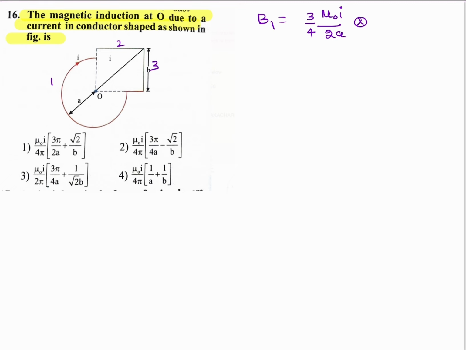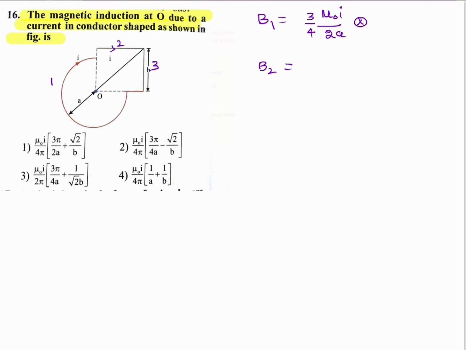If you observe the second segment, it makes an angle of 45 degrees on one side, and an angle of 0 degrees on the other. In this second segment the current is flowing along this direction. Here also, by using the right hand thumb rule, we find the magnetic field at its center due to the second segment will be inwards. So let us find B2.